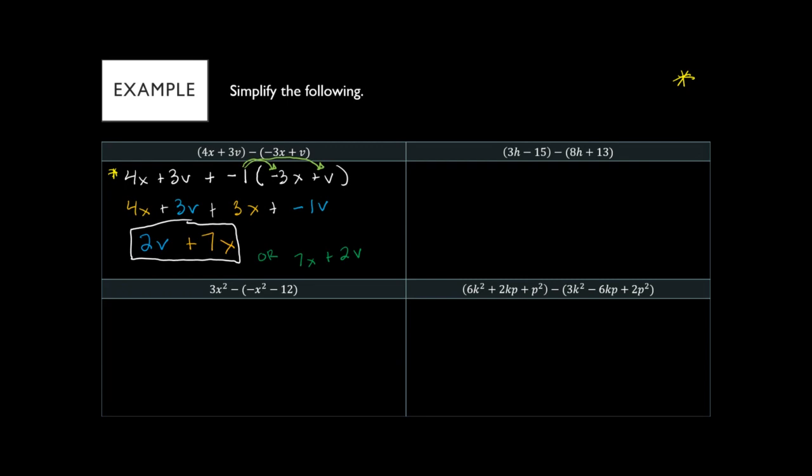So moving on to the right, 3h minus 15 minus 8h plus 13. I don't need the first set of parentheses because there's no number in front of there. But that minus, I'm going to write this as adding a negative, and a -1 is going to be multiplied through the parentheses. And this will make sure that we have the correct signs.